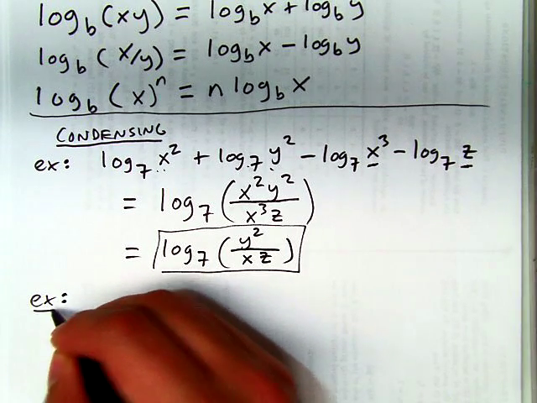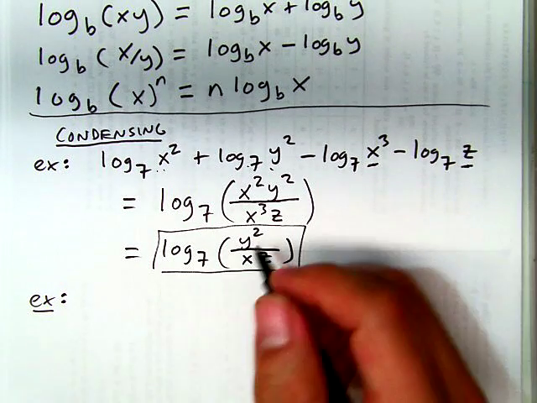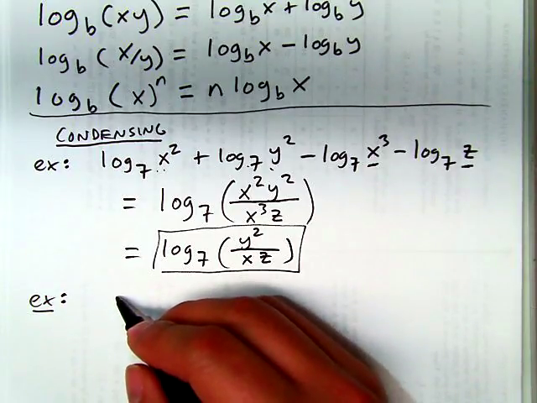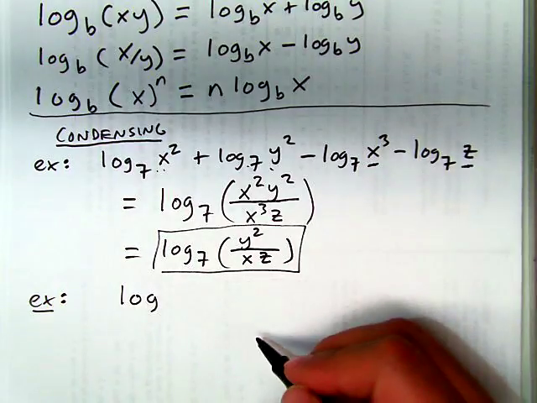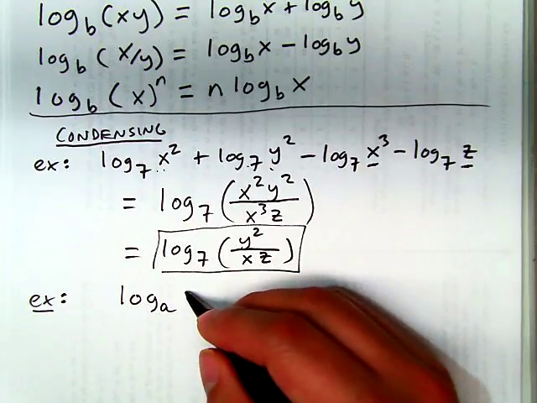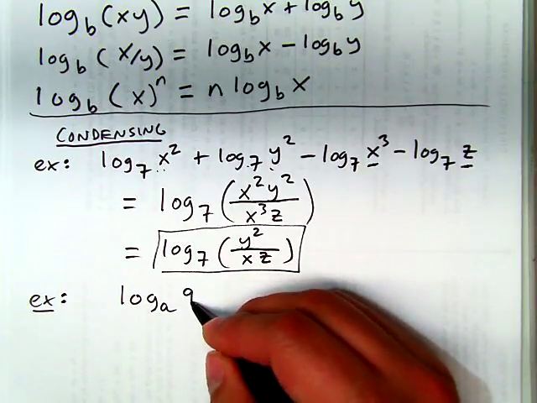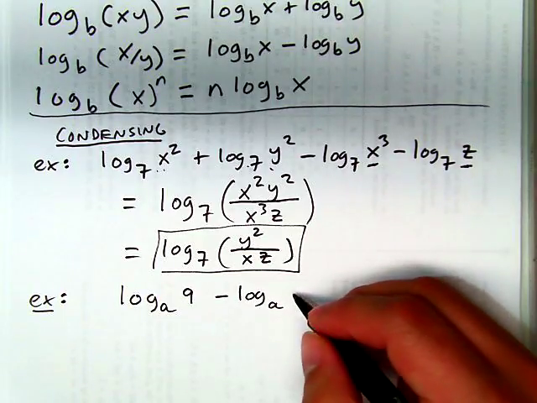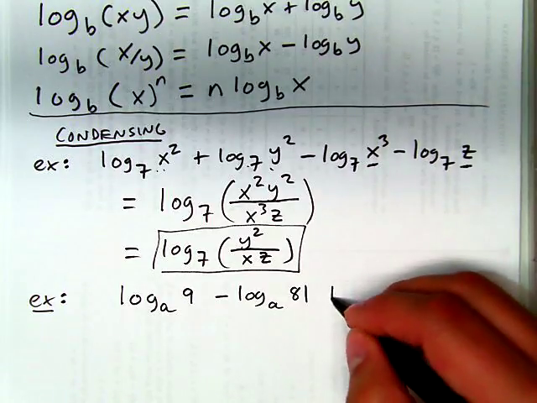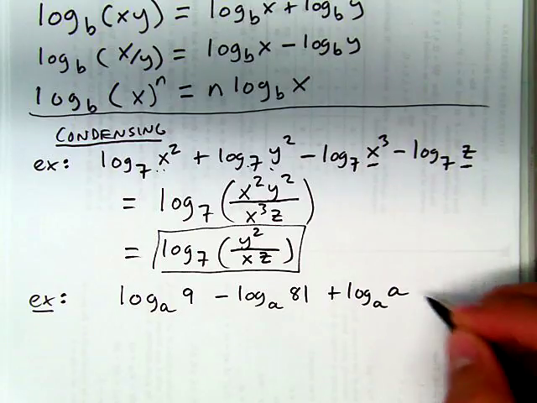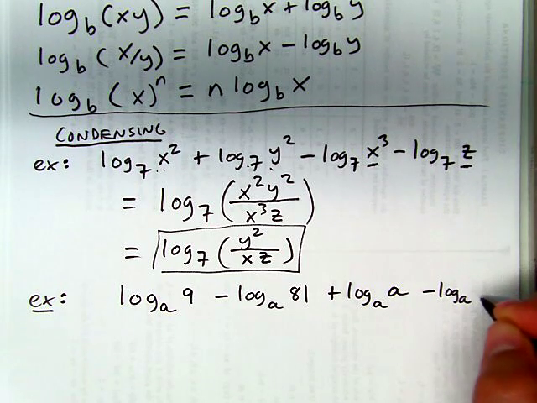One more condensing example. Let's say we have something like log base a of, let's say, 9, minus log base a of 81, plus log base a of a, let's say, minus log base a of 7.